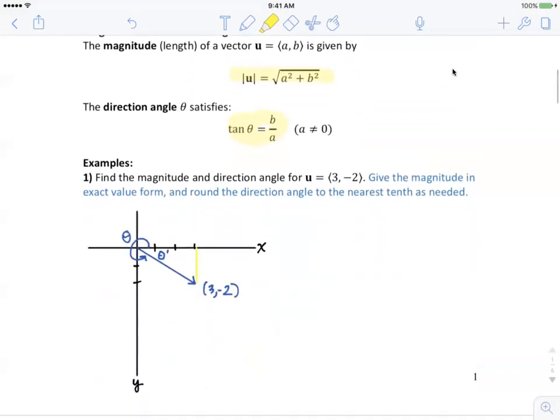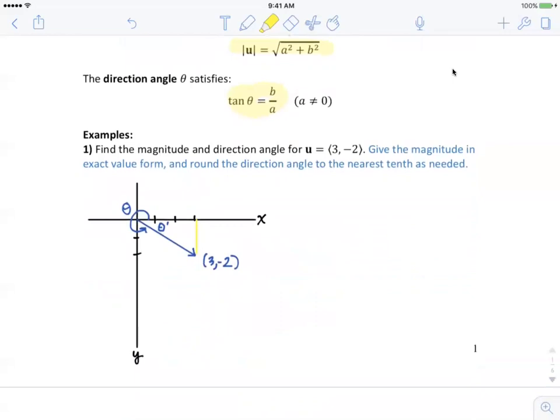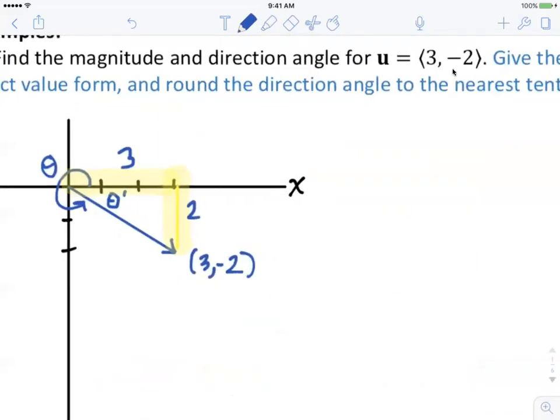Here, and I've already drawn it out, we have the vector u equals <3, -2>. So that means on the x-axis is a distance of 3 and on the y-axis is 2, right? So I can even write that in if that helps. There's 3 and there's a length of 2. It's negative, right? Going down. Let's zoom it in, -2, right?